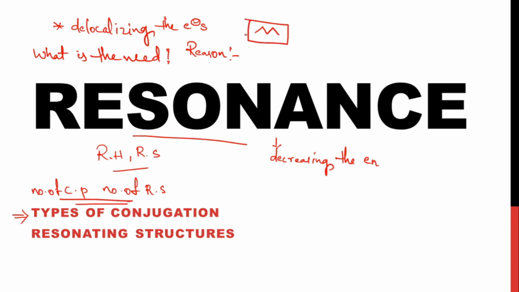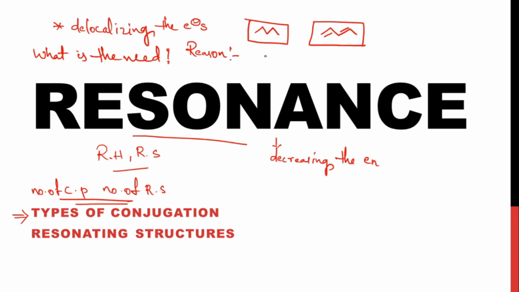Okay, it is a saturated compound. It does not have any conjugation. That means it does not exhibit resonance. Okay, and we'll take one more molecule which has a conjugation. This is also a 5 carbon chain. Okay, but this molecule has a conjugation and this molecule is exhibiting resonance.